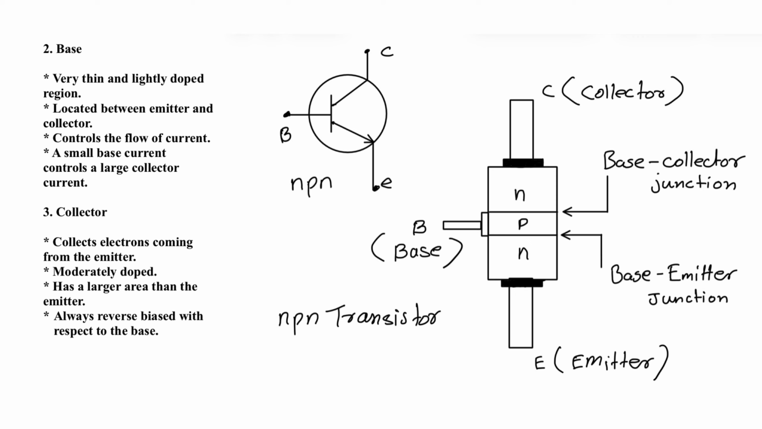3. Collector: collects electrons coming from the emitter, moderately doped, has a larger area than the emitter, always reverse biased with respect to the base.